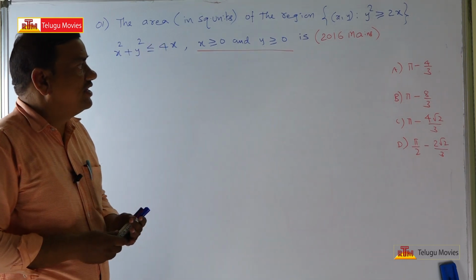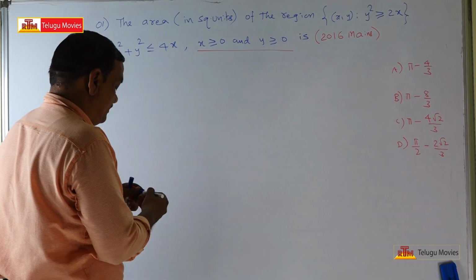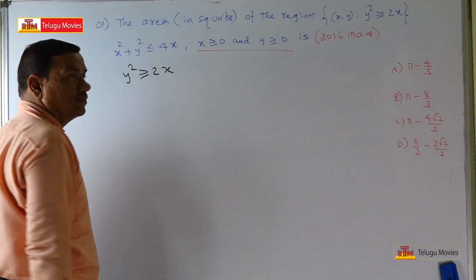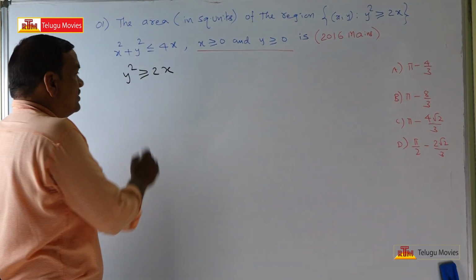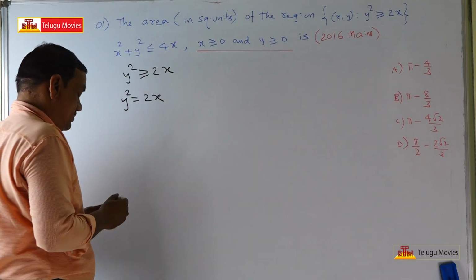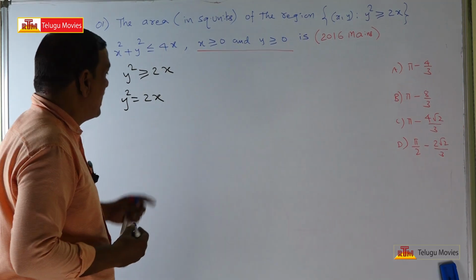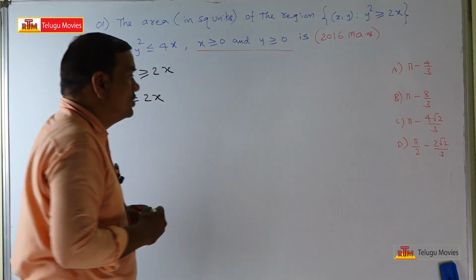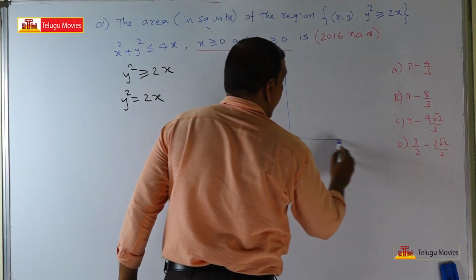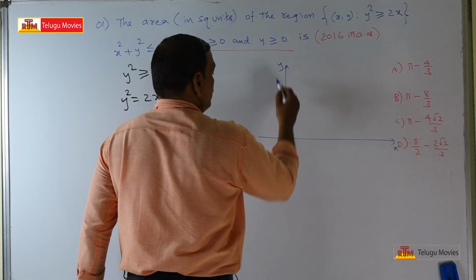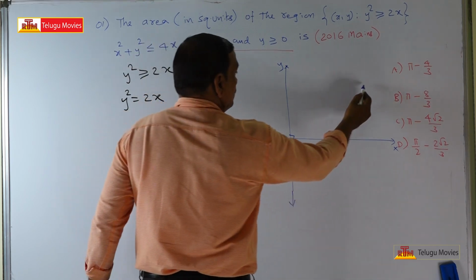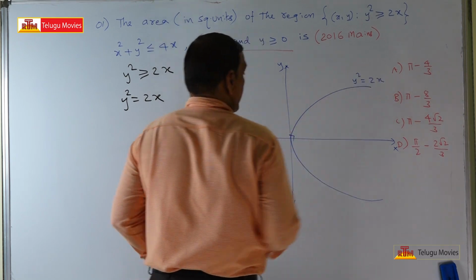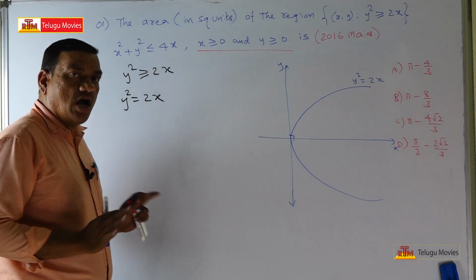Now first take the curve. What is the first curve given? It is y square greater than or equal to 2x. Greater than, afterwards we will see. First you take y square is equal to 2x. Y square is equal to 2x is a parabola passing through origin and lies entirely in first and fourth quadrant. So I am going to draw the graph. So this is x axis and this is y axis. So this is your curve, y square is equal to 2x.